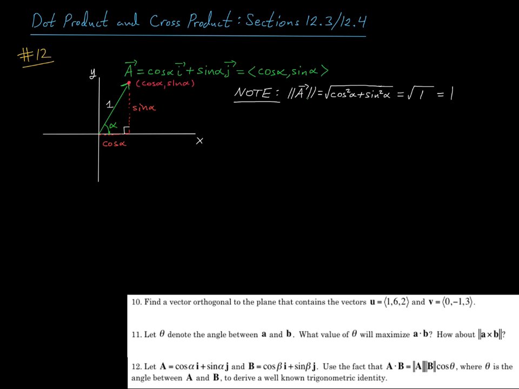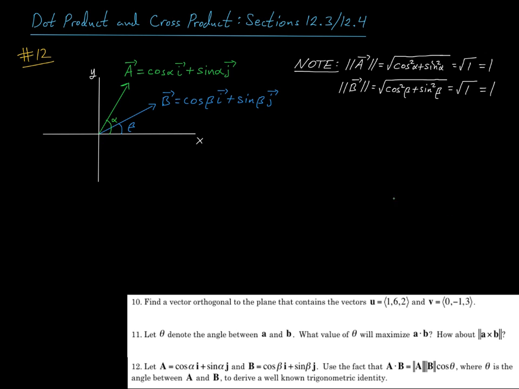And noting here that the magnitude of A is the root of the sum of the squares of the components, cos squared plus sine squared is 1. The length of this green arrow is 1. Now by a very similar argument, if we look at the vector B, which is cos beta i plus sine beta j, it will form an angle of beta with the positive x-axis, and it also has magnitude 1. So note here, since both A and B have magnitude 1, if we place their tails at the origin, their tips will lie along the unit circle.